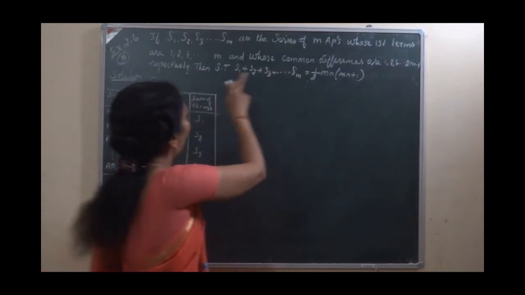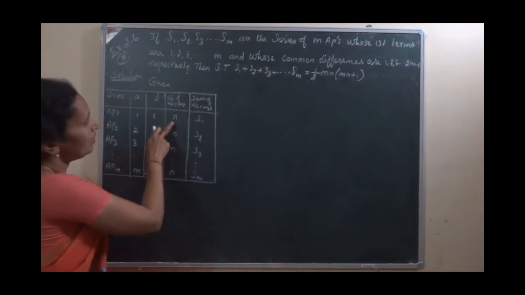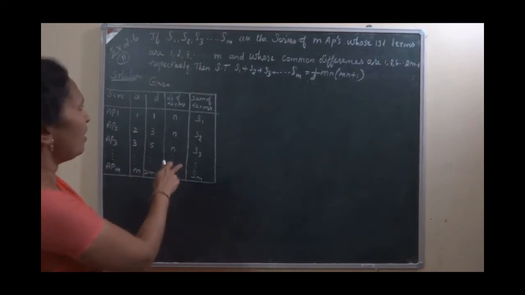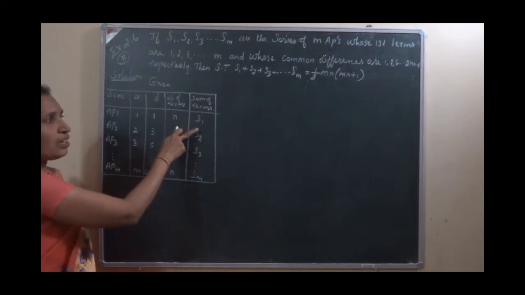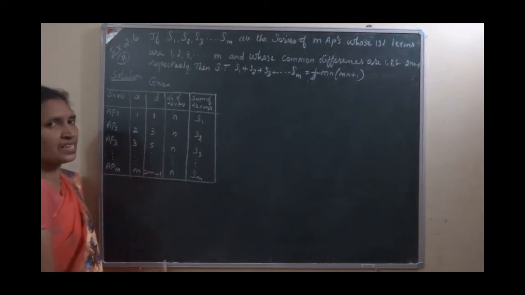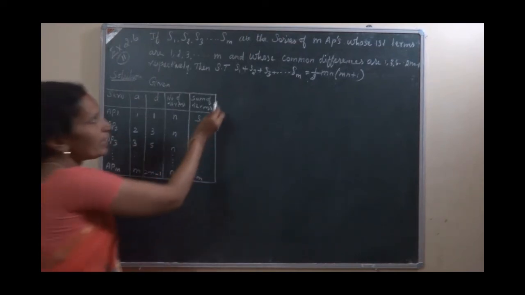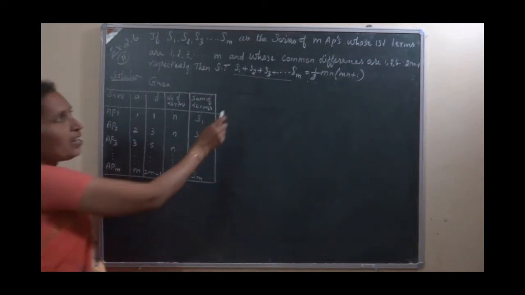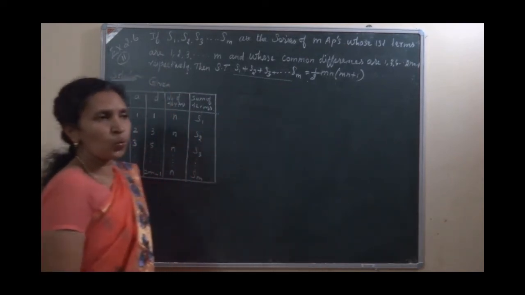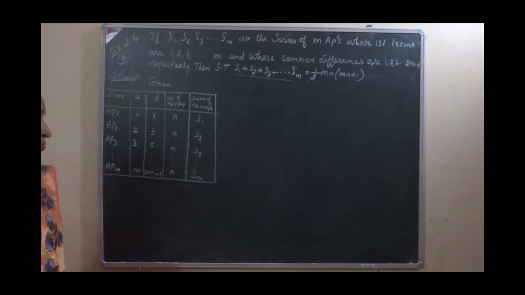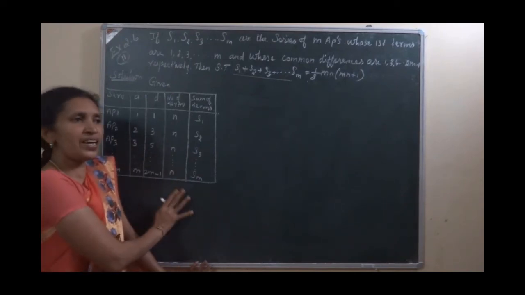Whose number of terms are n. Okay? Number of terms are n. Sum of terms are S1, S2, S3, Sm. You have to show that S1 plus S2 plus etc. Sm equal to 1 by 2 into mn into (mn plus 1). For that, students, it is very easy.